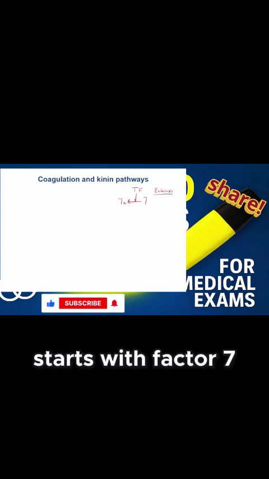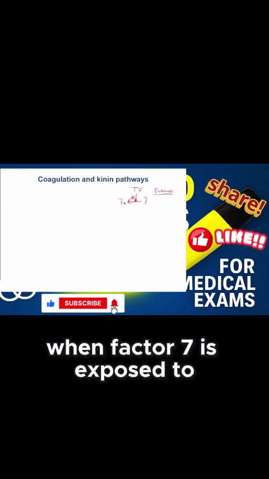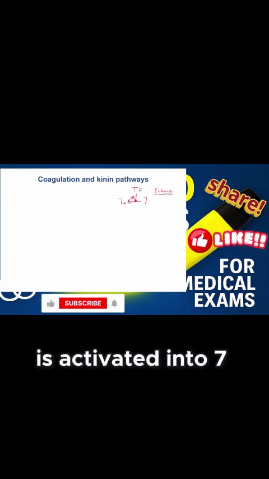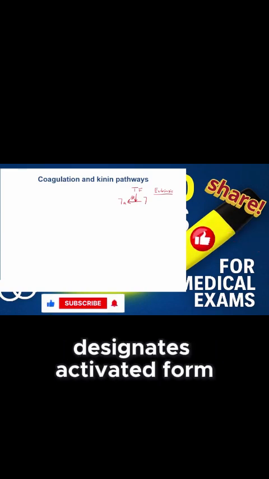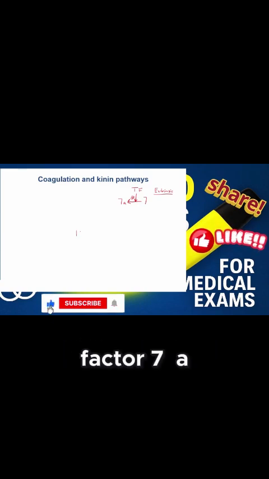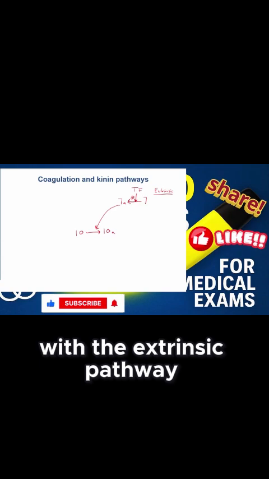This pathway starts with factor 7, which is activated by thromboplastin or tissue factor. So when factor 7 is exposed to tissue factor, it is activated into 7A. The small a next to the number designates the activated form. Factor 7A goes on to activate factor 10, and factor 10 is the first step in the common pathway. And that's it. We're done with the extrinsic pathway.